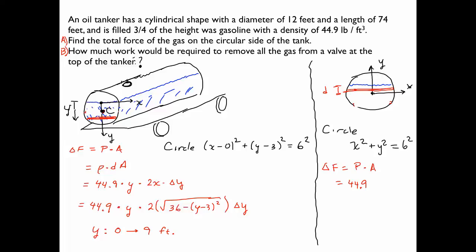D is what? 3 minus y. Area is 2x delta y.